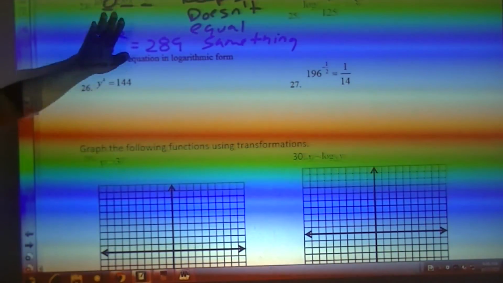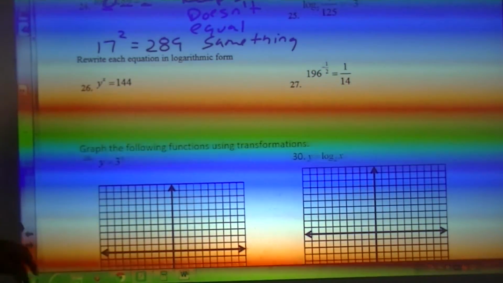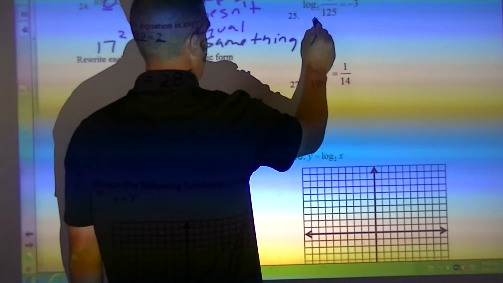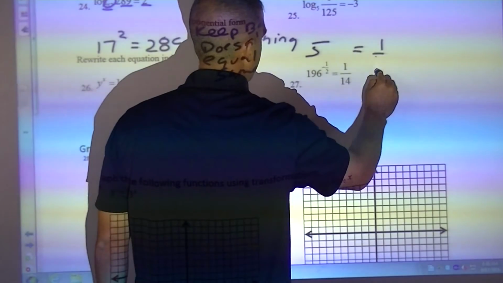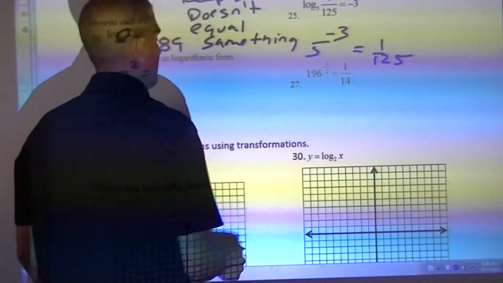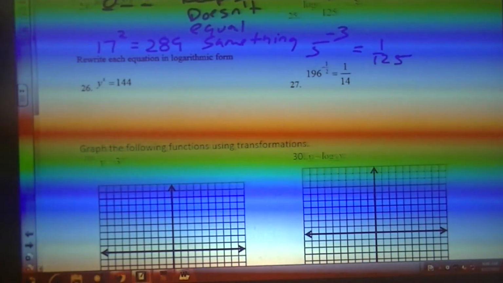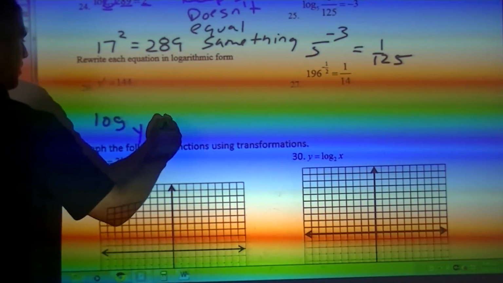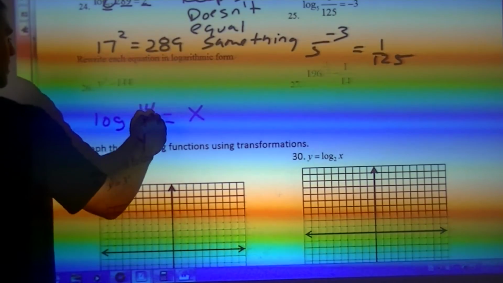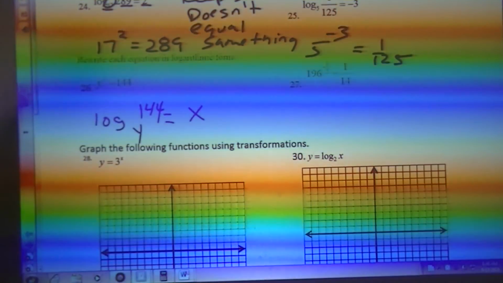Keep the base, can't equal the same thing, so it's got to become an exponent. So for this one, the base is 5, I'm going to keep that. It's no longer going to equal negative 123. It's going to equal that, and negative 3 becomes the exponent. We rewrite these in log forms. That's the base. So log of y no longer is going to equal 144. It's going to equal x. The 144 goes in this spot.